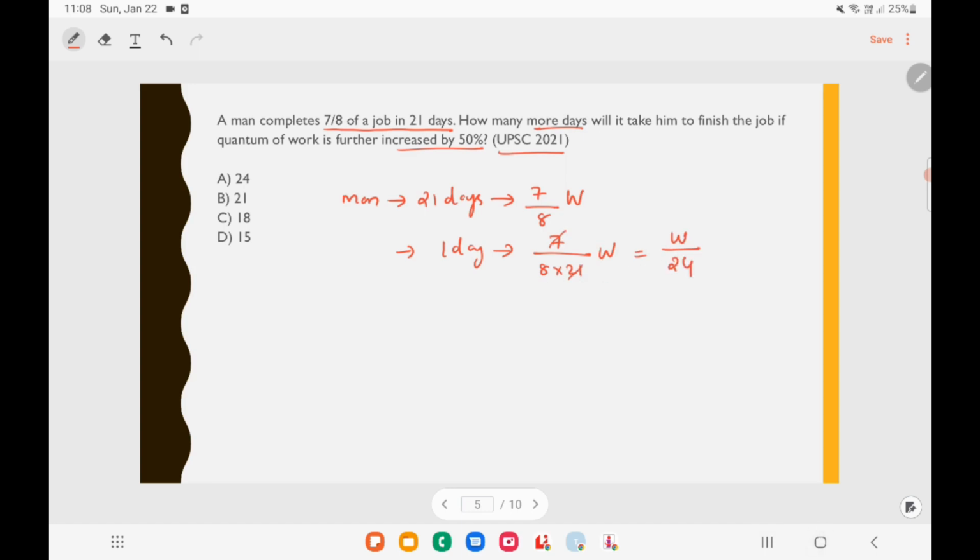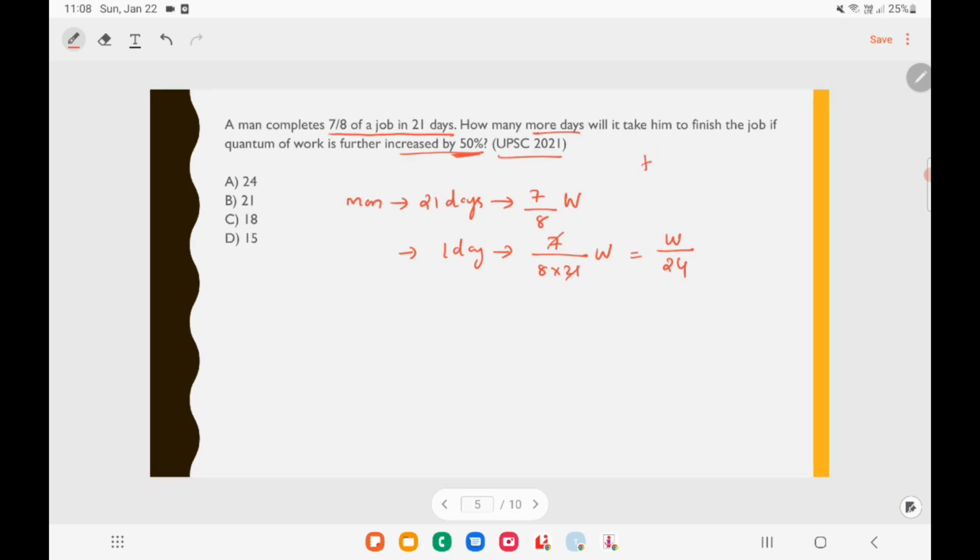So W by 24 work he will do in one day. So how many more days will it take him to finish the job if the quantum of the work is increased by 50%? Initially we assumed that total work is equal to W, but now the work is increased by 50%. That means now the work is 1.5 W, which is 3 by 2 W.